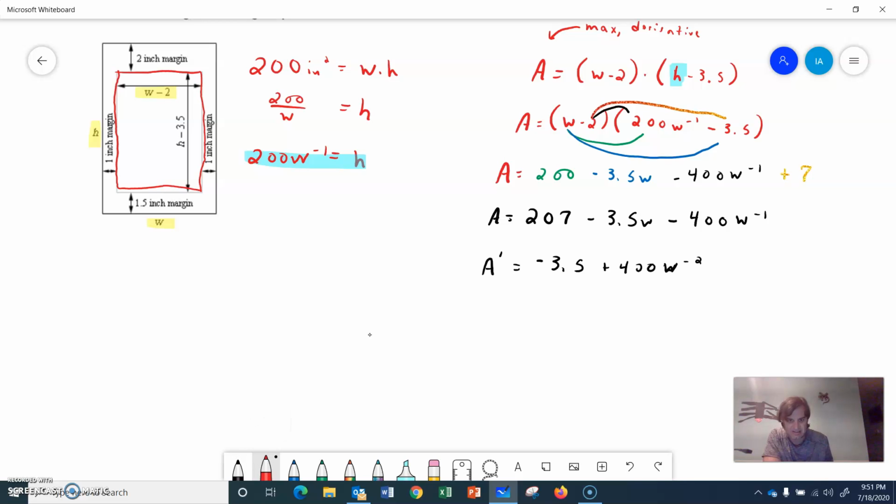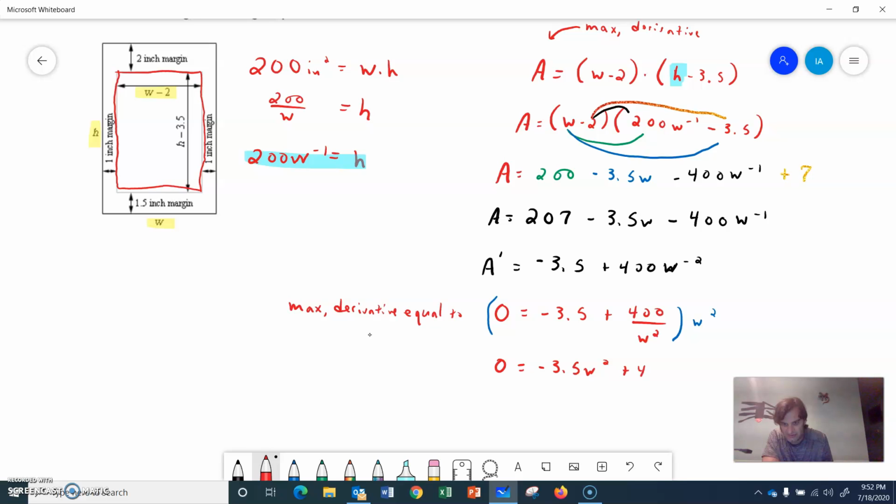So keep in mind we have a derivative. If we want the max, we say derivative equal to 0. So we'll set our equation equal to 0, and I'll rewrite a little bit while I go here. So negative 3.5, then I'm going to write it as plus, I'm going to change my W to the negative 2, and we'll have 400 over W squared. So now to solve that, let's just multiply both sides by W squared to get it off the bottom. And in that case, we'll have 0 equals negative 3.5 W squared plus 400.